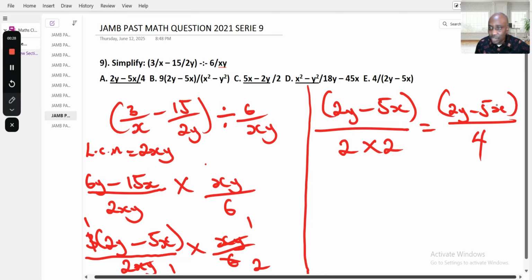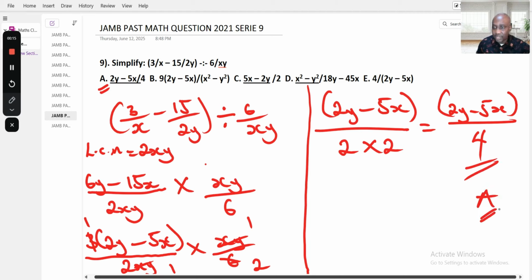What is the next thing we can do? Nothing. That's our final answer: 2y minus 5x over 4. Where is our answer here? Our answer is A, 2y minus 5x over 4. Final answer is A. Let's move to the next question.